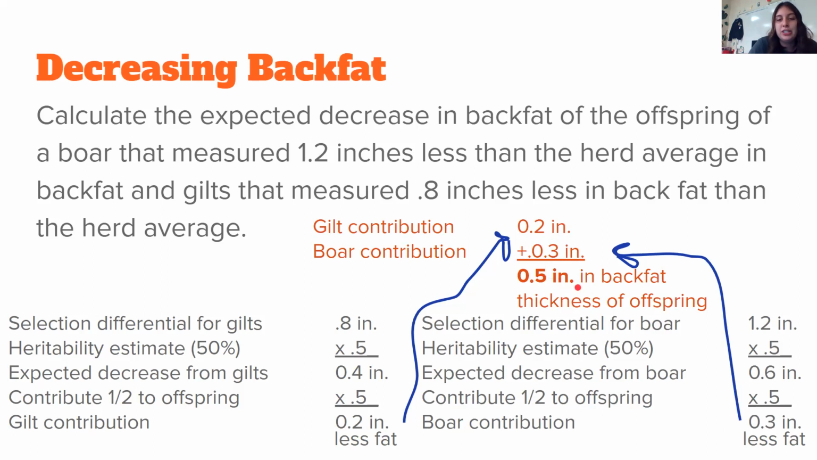We get 0.5 inches. So again, what this means is that these babies from this mom and dad, from this word problem, when they grow up and they start measuring their back fat, they should have half an inch less back fat than all the other pigs that this producer owns that do not have this mom and dad, because this is selective breeding. This is exactly what we're doing. We just don't even realize the science behind it.